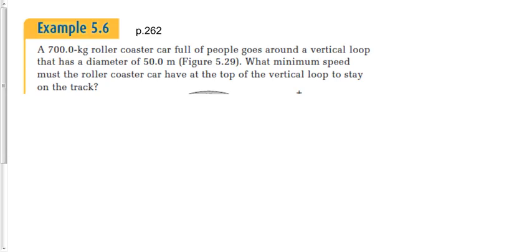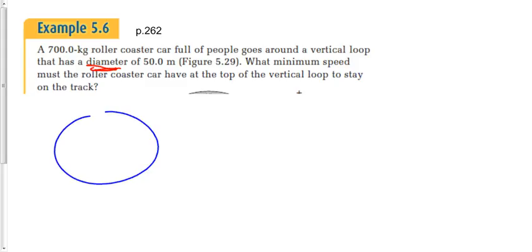So look at this problem, please, on page 262. This is a 700 kilogram roller coaster full of people that goes around a vertical loop that has a diameter of 50 meters. I'm going to draw attention to that, because I don't want diameter, I want radius. You have to remember to divide that by 2. What's the minimum speed the roller coaster has to have at the top of the loop to stay on the track?